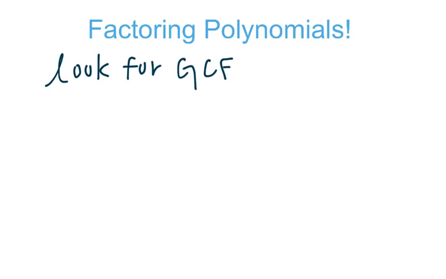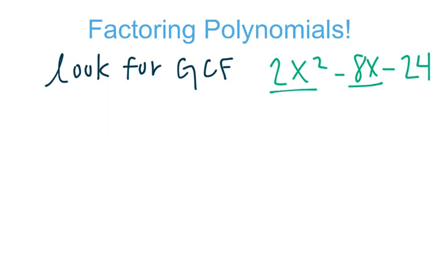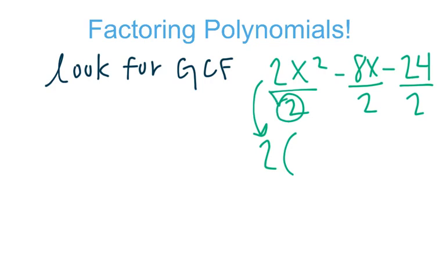Keep in mind what I mean by GCF. If I have something like 2x squared minus 8x minus 24, I'm looking to see if there's a factor that's the same in every single one of these terms. And there is, in fact. We can take out a 2. We can factor out a 2. So we do that first. We write our GCF down at the bottom. So there's our GCF, and we're left with x squared minus 4x minus 12.